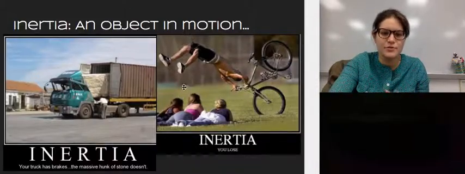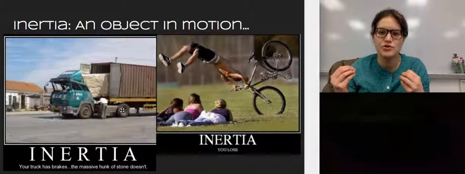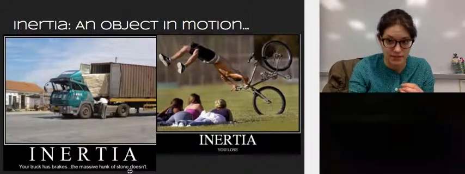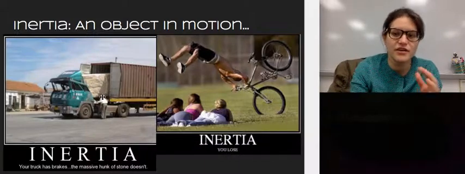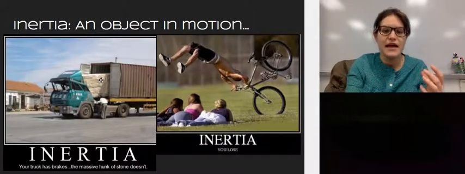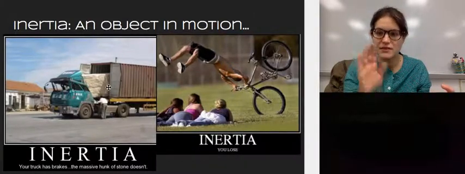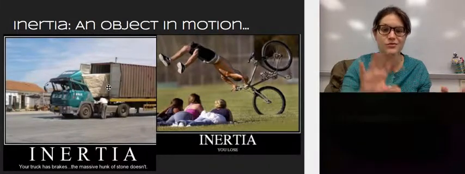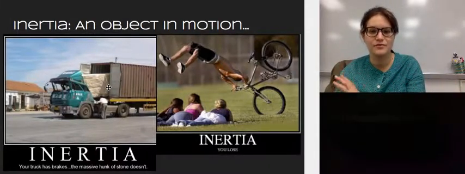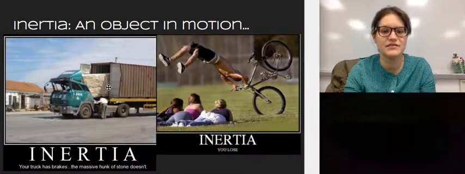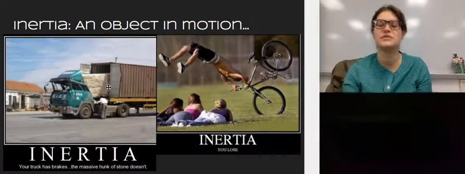So here are some examples where objects were moving very quickly and then came to a sudden stop. Here's one. Your truck has brakes, the massive hunk of stone doesn't. As this truck is driving along, it's got a great big speed, and the hunk of stone inside also has a great big speed. And so when you slam on the brakes, because the brakes don't automatically touch the stone, it's going to slide forward, and in this case destroyed the cabin and hopefully didn't cause any injuries.